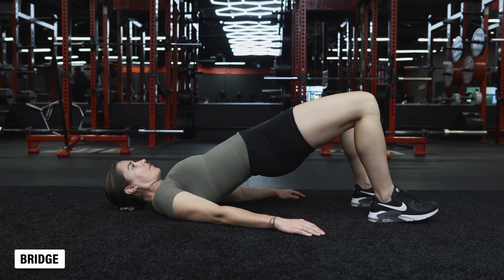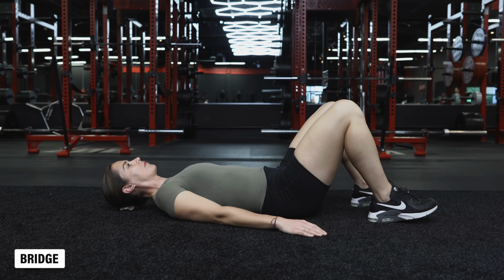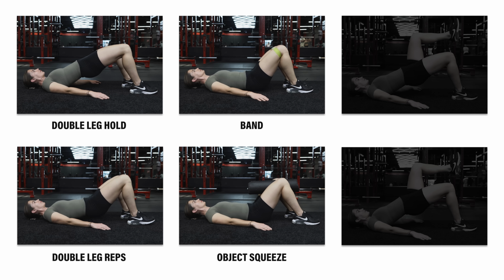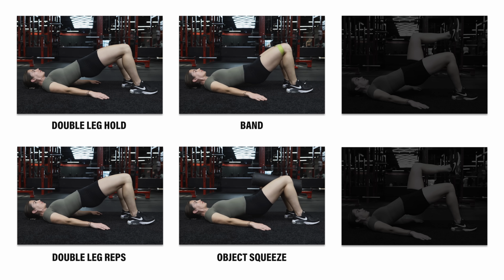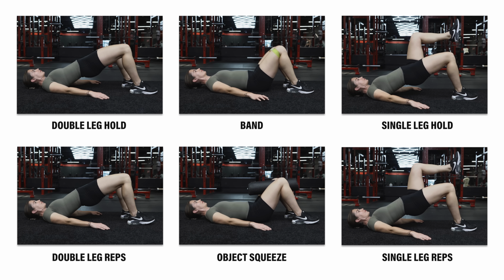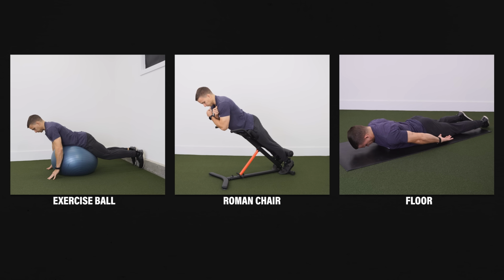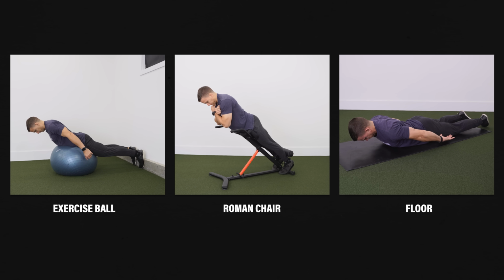To train the glutes and low back, bridges can be used. Depending on what's comfortable, you can either do an isometric, in which you just hold the top position, or perform actual repetitions. Some people like to add a band around the knees or squeeze an object between the knees. To make bridges harder, do the holds or repetitions one leg at a time. Another option for training the muscles of the low back is the back extension exercise, which can be done on an exercise ball, Roman chair, or on the floor.